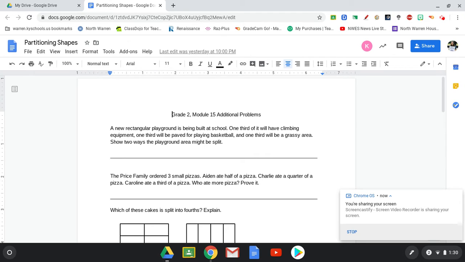Hey guys, I just want to go over a couple of things that you are going to need for partitioning shapes. So before we look at this document that you're going to be working on, and don't forget you're also working in your Go Math book to practice those things, I am going to go over a couple of things that you probably are going to remember about partitioning shapes. But if not, this is going to be a really good review for you guys, okay?